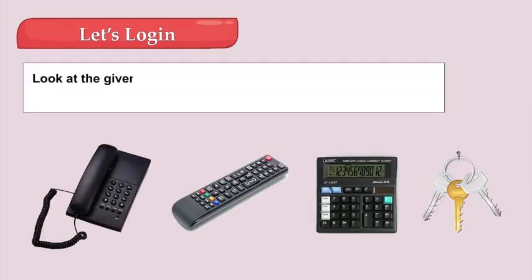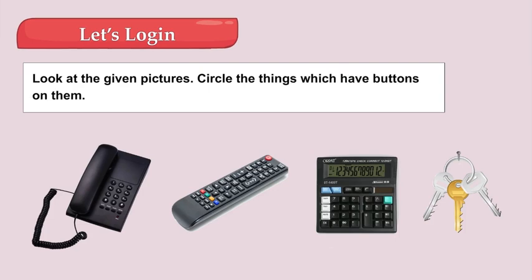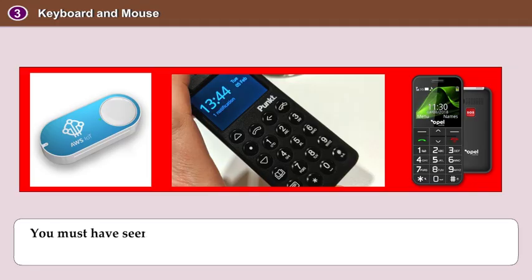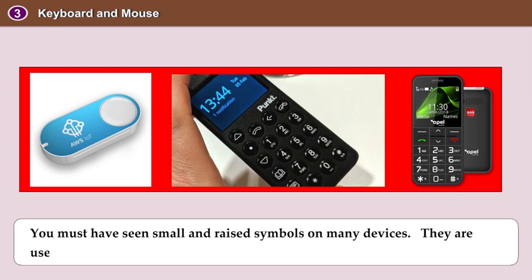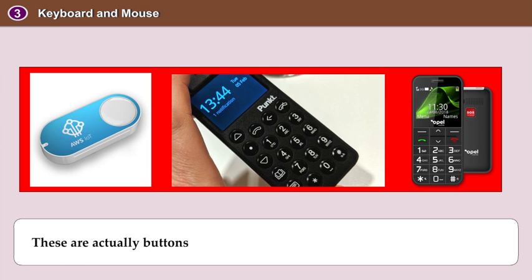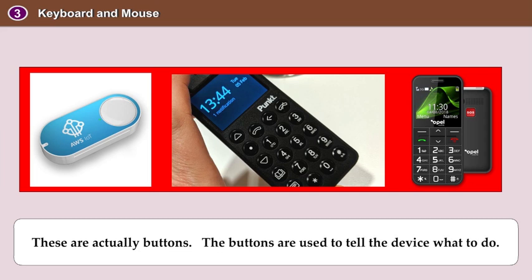Look at the given pictures. Circle the things which have buttons on them. You must have seen small and raised symbols on many devices. They are used to operate these devices. These are actually buttons. The buttons are used to tell the device what to do.